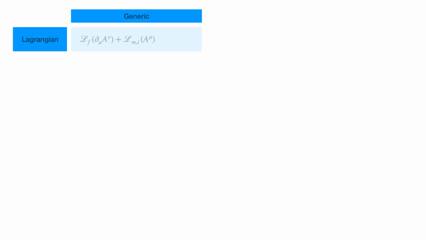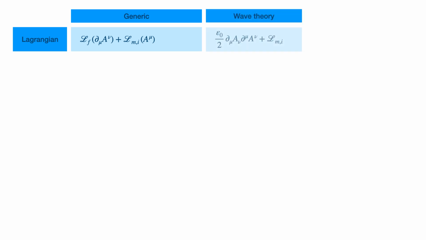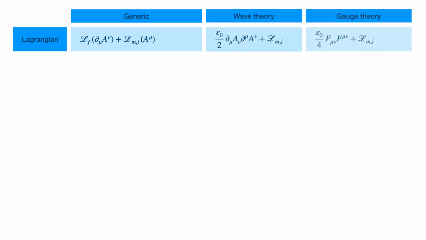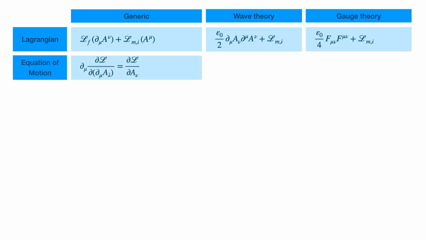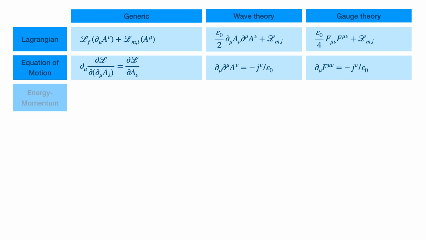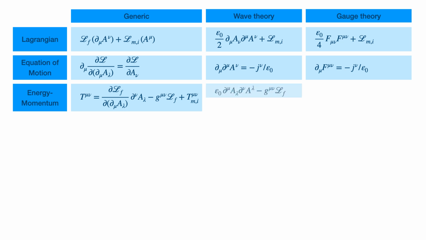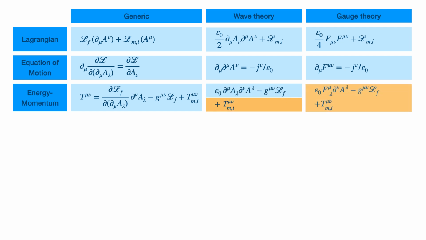Next, I include the source by adding a Lagrangian that represents matter plus interaction. In this way, I obtain the inhomogeneous wave equation and the Maxwell equation. The source term in the right-hand side stems from the mass plus interaction Lagrangian. The energy momentum now consists of a field term and a mass plus interaction term. This is also the case for the gauge theory before symmetrization.